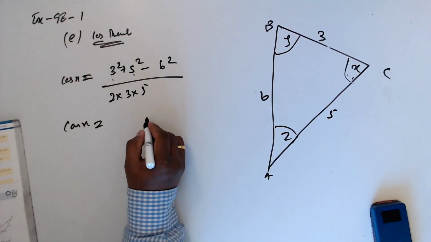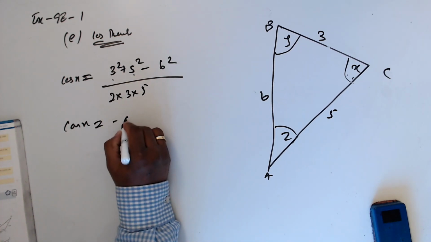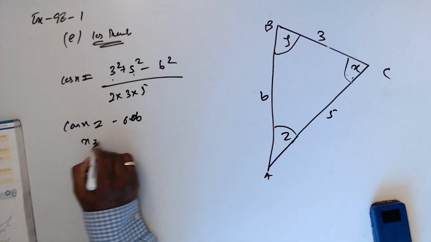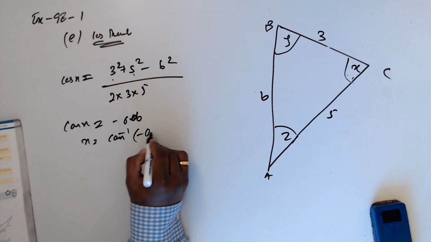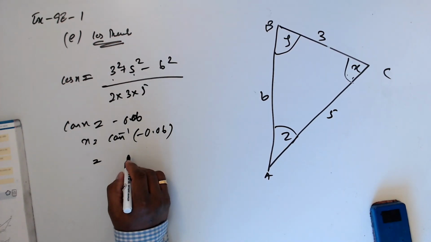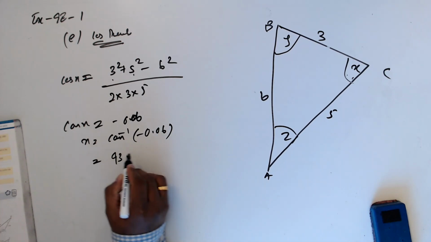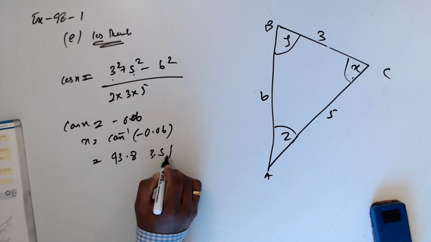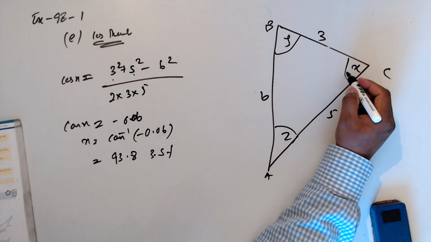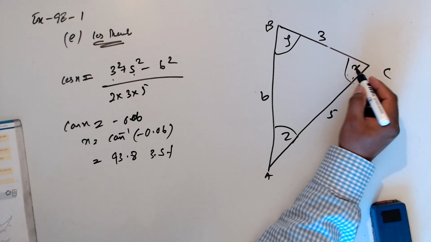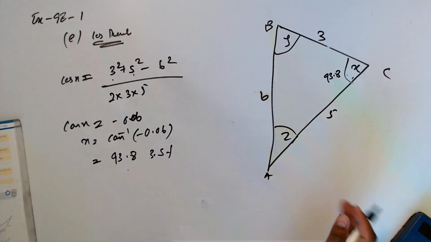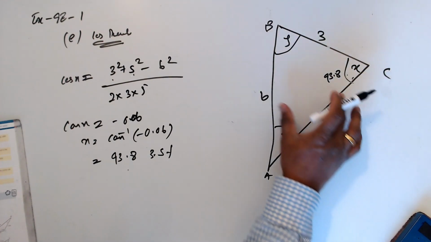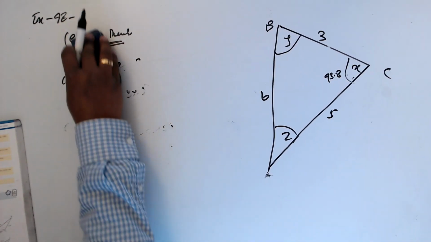So cos x equals minus 0.06. Then x equals cos inverse of minus 0.06, which is 93.8 to 3 SF. So this is 93.8. Then we'll find y and this distance using the sine rule.